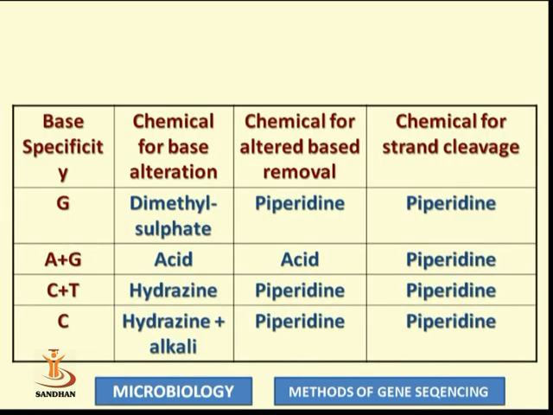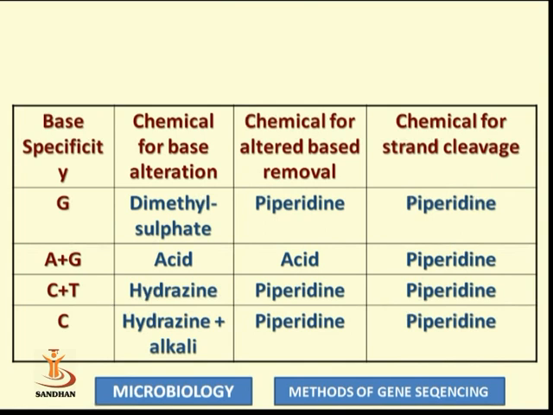Now, depending upon the different reactions or the different kinds of chemicals, you can also control the cleavage. For example, if I want to cleave the DNA wherever the G is, then I can use dimethyl sulfate for base alteration, and after that, whatever altered base is there is removed with the help of piperidine, and again for the chemical strand cleavage we can also use piperidine. Whatever figure we have seen earlier was mimicking the same thing.